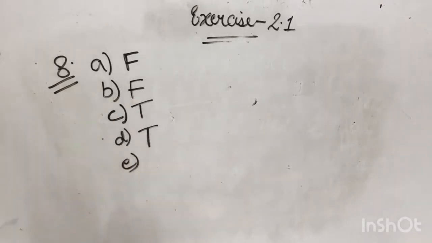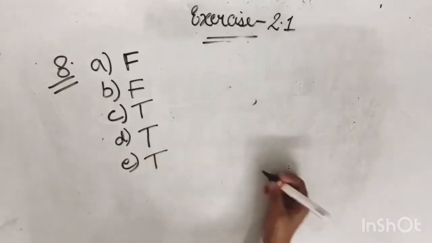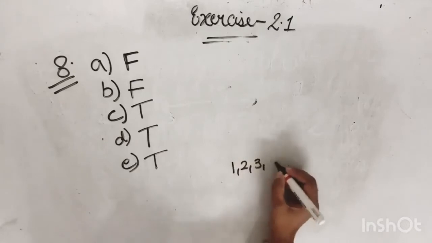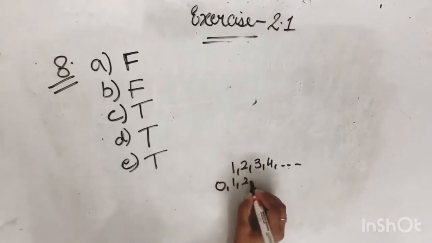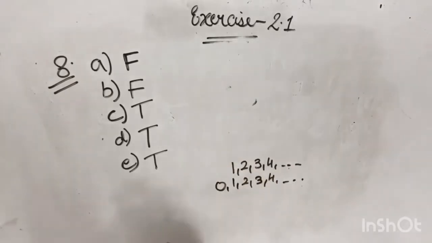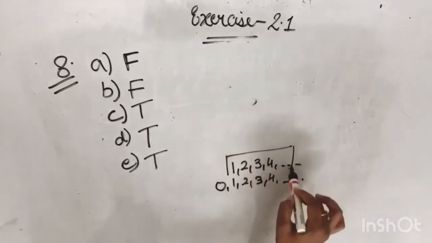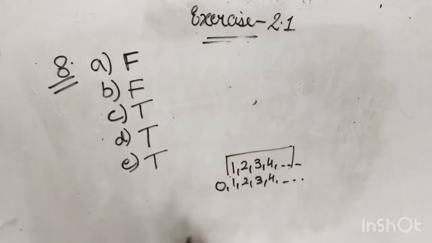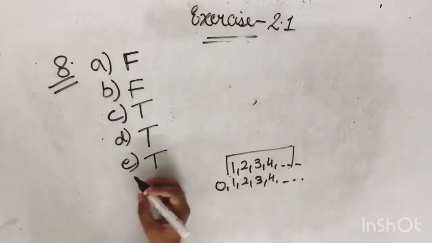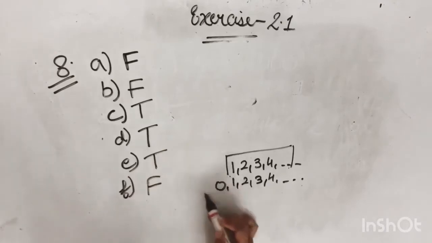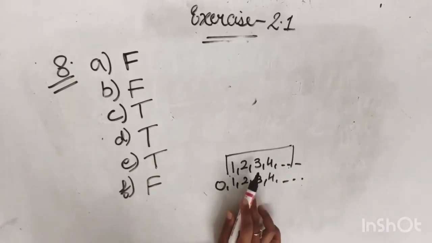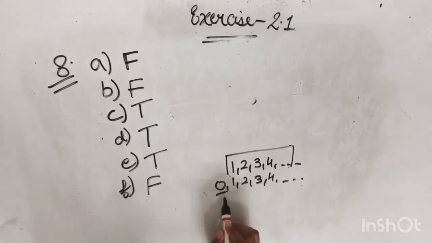All natural numbers are whole numbers. True. See, natural numbers are 1, 2, 3, 4 and so on. Whole numbers are 0, 1, 2, 3, 4 and so on. Now all the natural numbers lie in the whole numbers also. So the answer is true. F part, all whole numbers are natural numbers. False. These are the whole numbers. Are they all the natural numbers? No, because 0 is a whole number, but 0 is not a natural number.